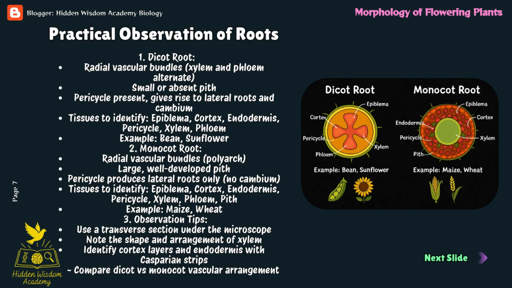In monocot roots like maize and wheat, the vascular bundles are radial but polyarch, the pith is large and well developed, and the pericycle makes lateral roots only, with no cambium. Focus on the same tissues under the microscope.